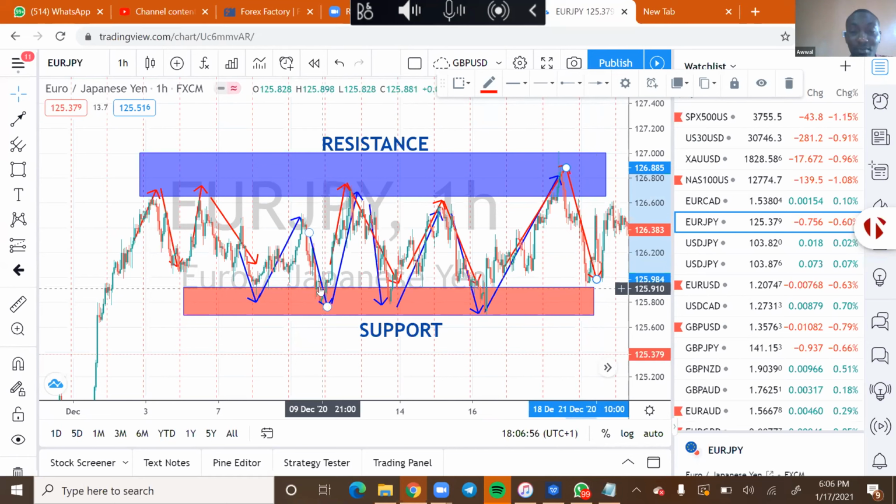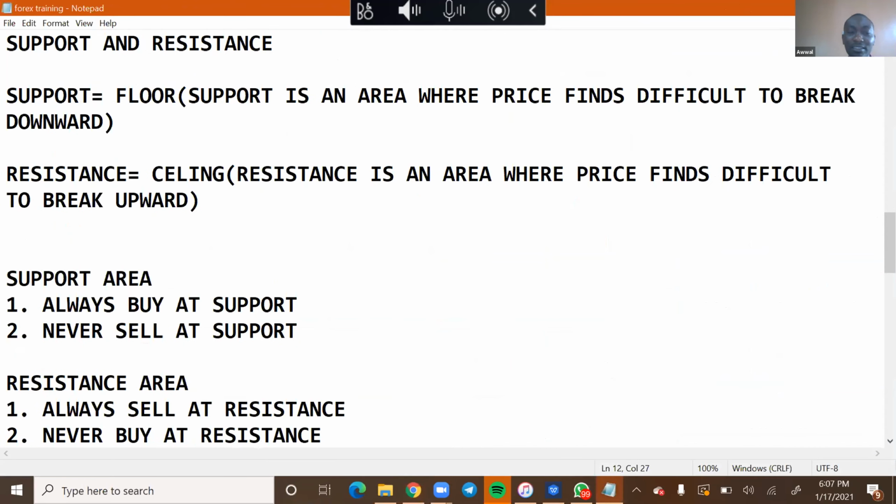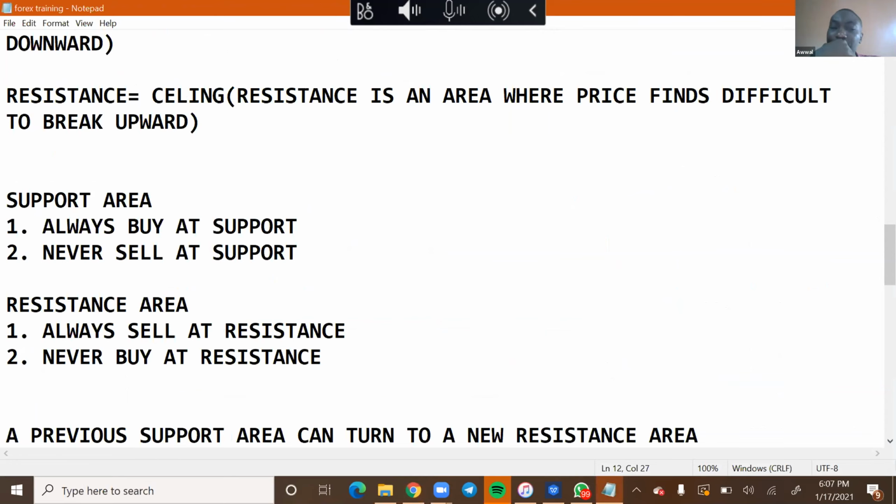Resistance is a ceiling. When the market hits a ceiling, it comes back down. When the market hits a floor, it goes back up. Now, why do you need to understand resistance and support areas? This is it. At a support area, you are always expected to buy. Always buy at a support and never sell at support.